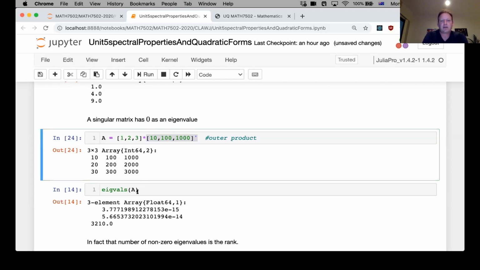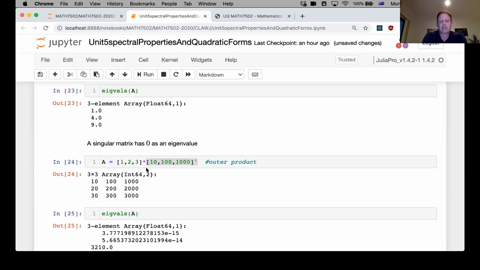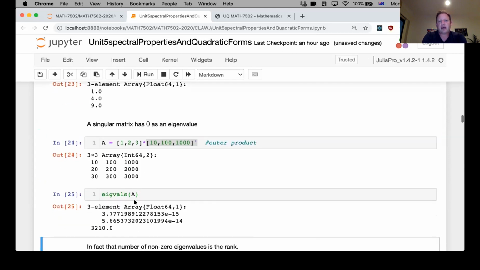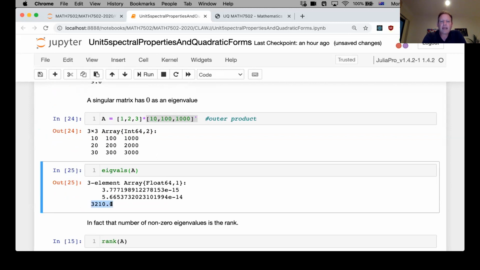The eigenvalues in general: a singular matrix has an eigenvalue 0. And in fact, the number of non-zero eigenvalues is exactly the rank. So these are 0, this is a 0, this is a 0.